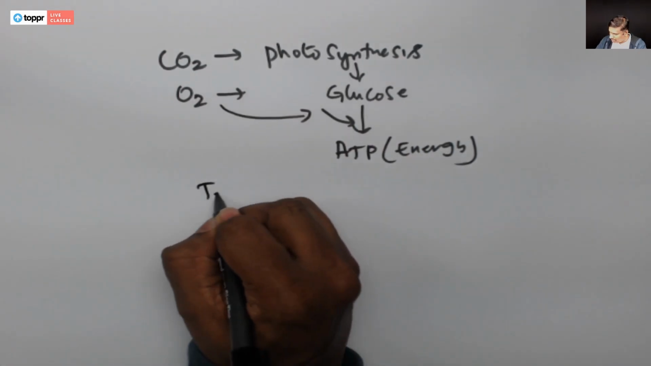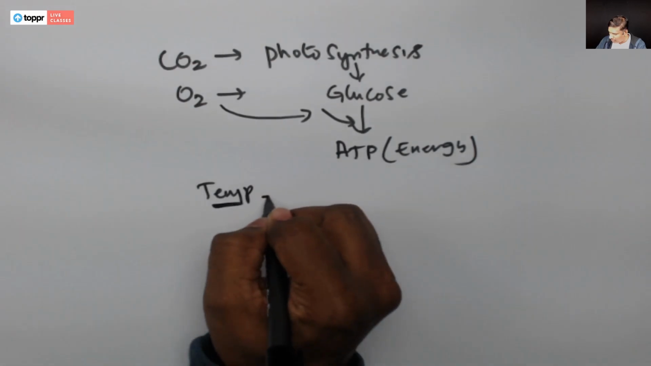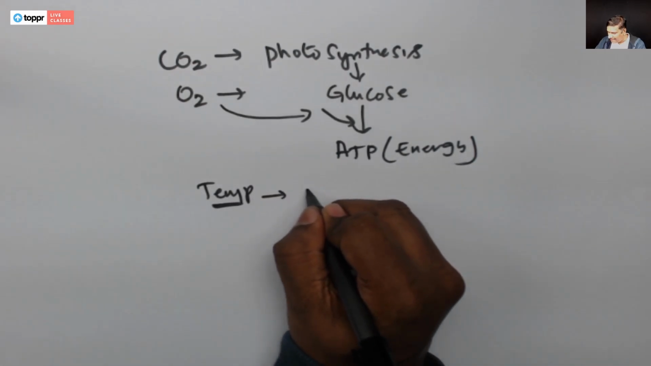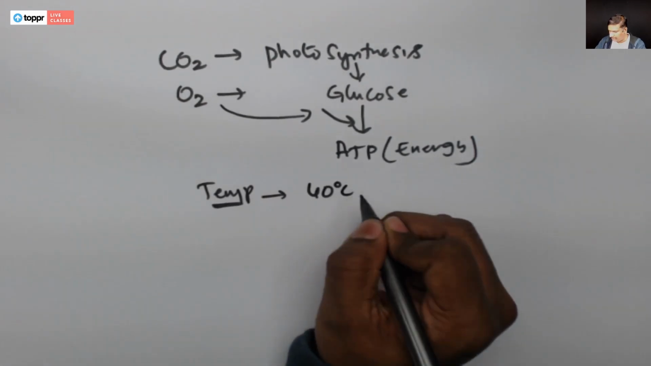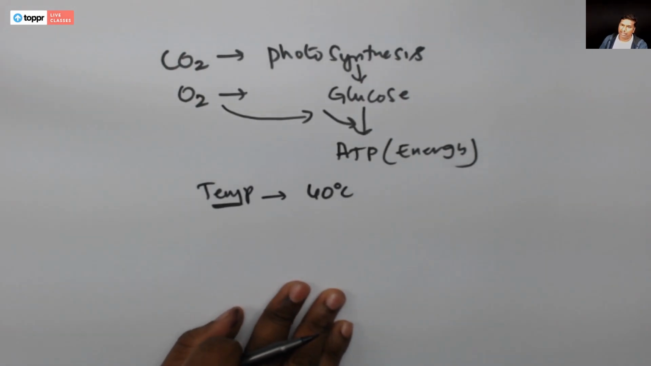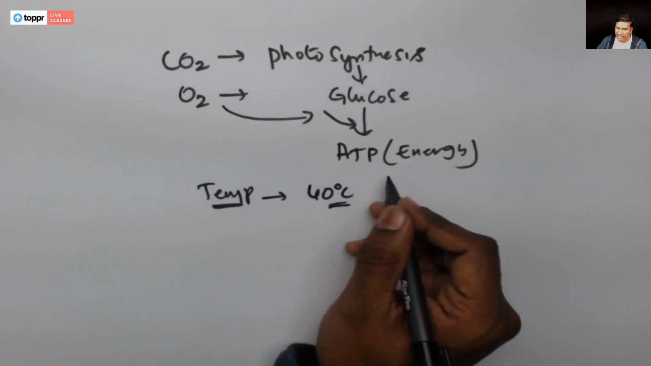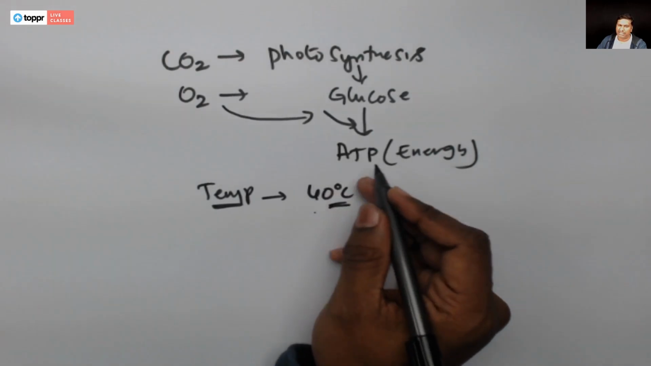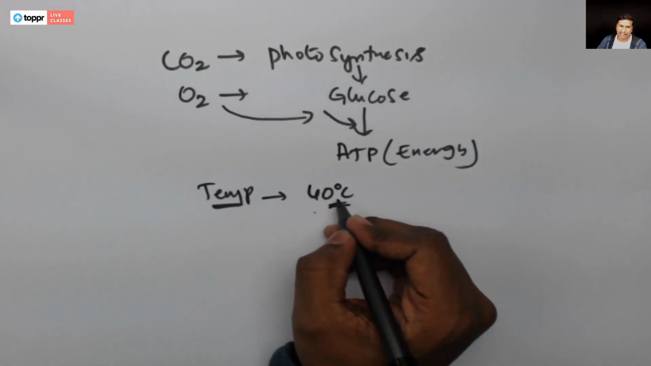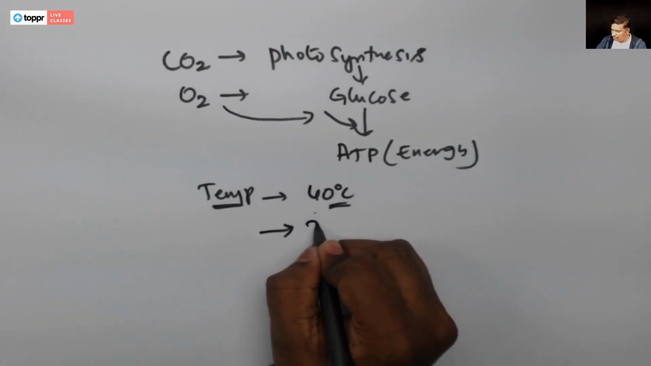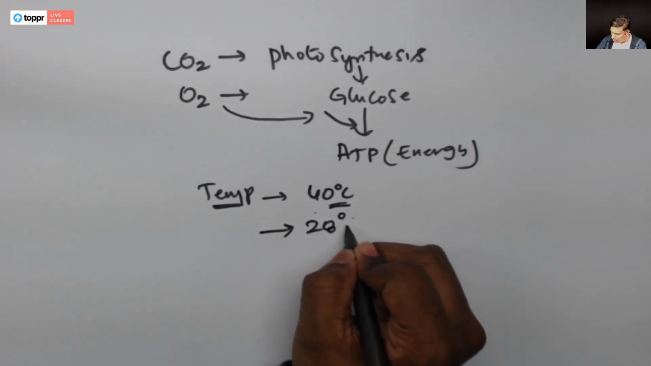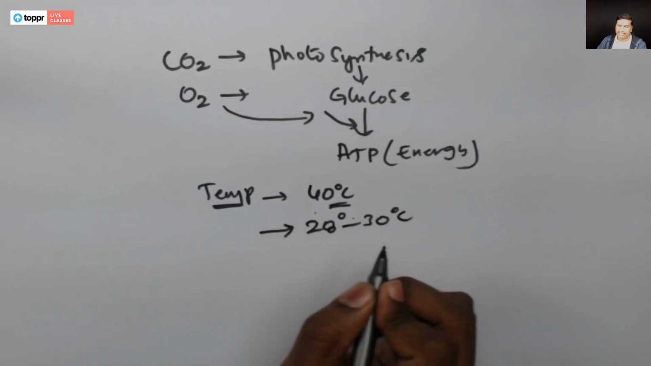Then temperature. Temperature is very critical because most plants die above temperatures of 40 degrees centigrade. Most terrestrial plants will die above 40 degrees centigrade, not for a short period, but for longer periods. If the plants are exposed to temperatures above 40 degrees, there's a good chance that they might die. The optimum temperature for optimal growth is around 20 to 30 degrees centigrade.